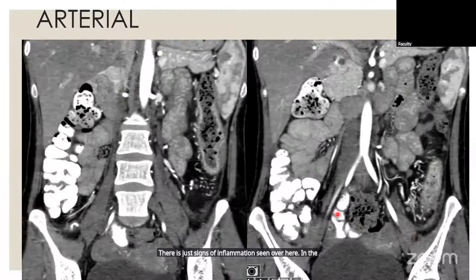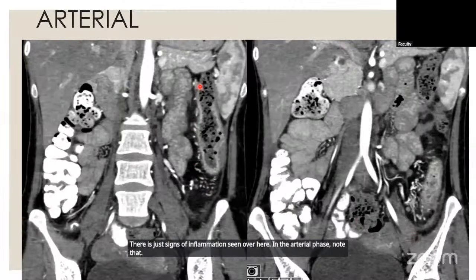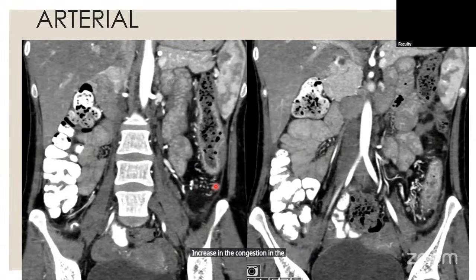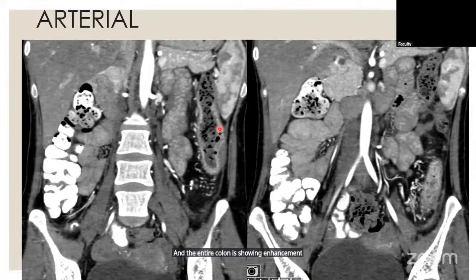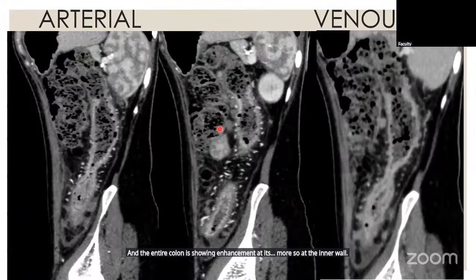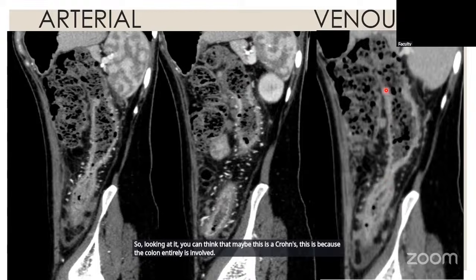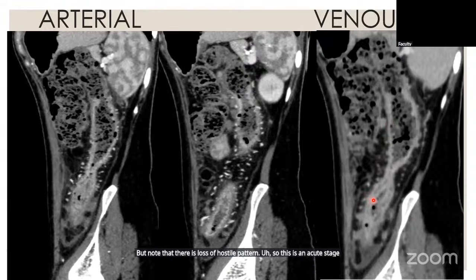In the arterial phase, note the increase in congestion in the pericolonic region with a tiny lymph node over here. And the entire colon is showing enhancement, more so at the inner wall. So looking at it, you can think that maybe this is Crohn's. This is because the colon entirely is involved. But note that there is loss of haustral pattern. So this is an acute stage of ulcerative colitis.